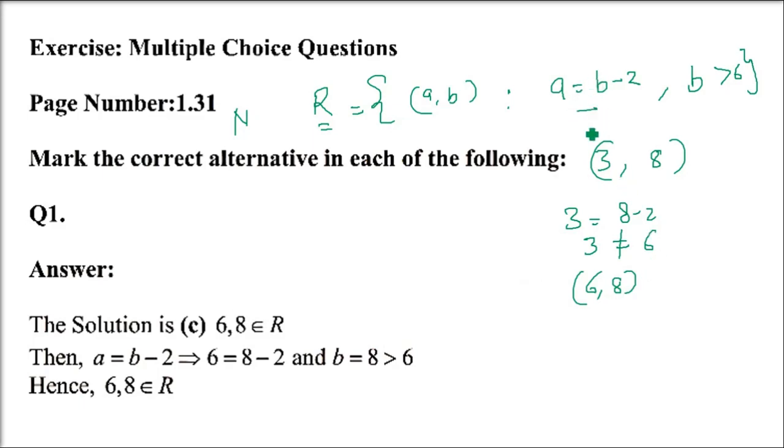Take one more option, (6, 8). A we are going to put as 6 and B we are going to put as 8. So 6 equals 8 minus 2. 6 is equal to 6. So that means C is the correct one.